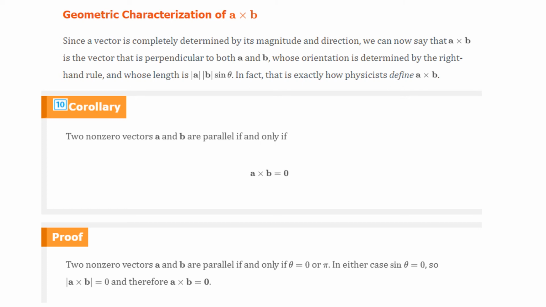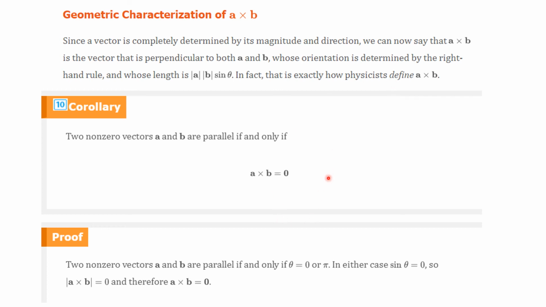Let's continue with our geometric characterization of A cross B. Since the vector is completely determined by its magnitude and direction, we can now say that A cross B is the vector that is perpendicular to both A and B, whose orientation is determined by the right-hand rule and whose length is magnitude of A, magnitude of B times sine theta. And that's in fact how physicists often define A cross B.